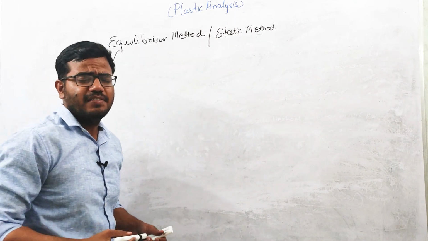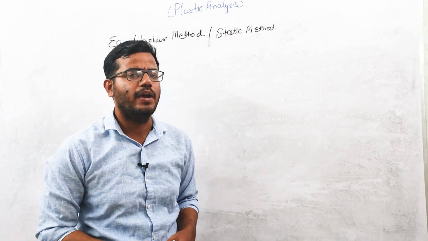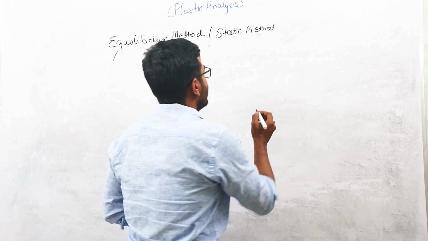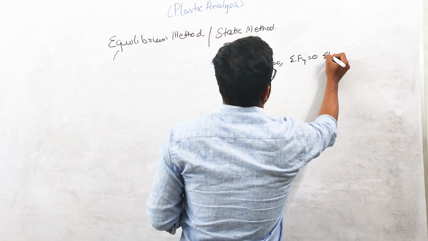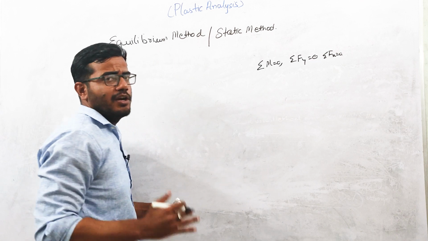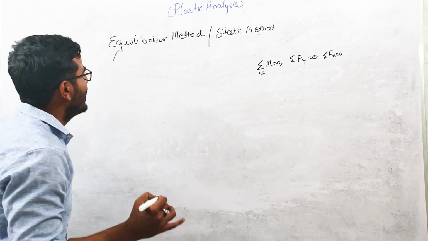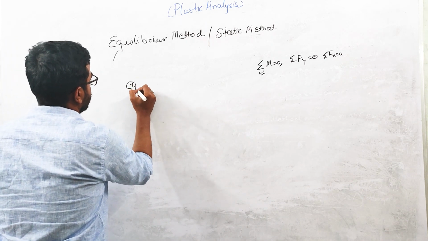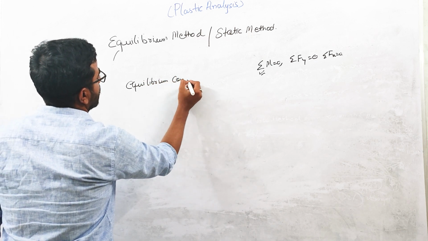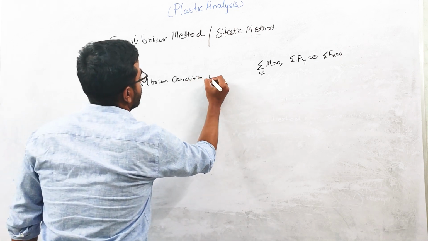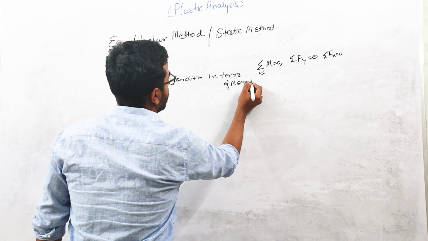As the name suggests, in the equilibrium method, or static method, we'll be using equilibrium conditions. The equilibrium conditions are basically summation M equals 0, summation Fy equals 0, and summation Fx equals 0. In this method, we will be using the concept of summation M equals 0, writing our equilibrium equation in terms of moment.